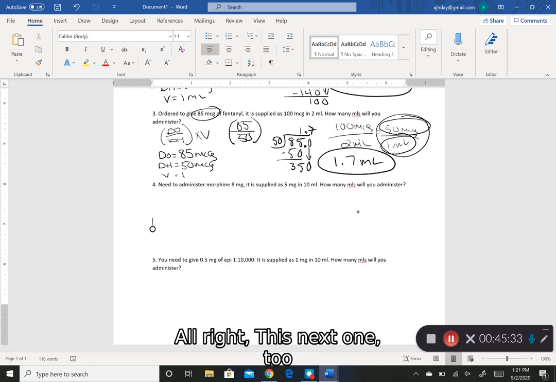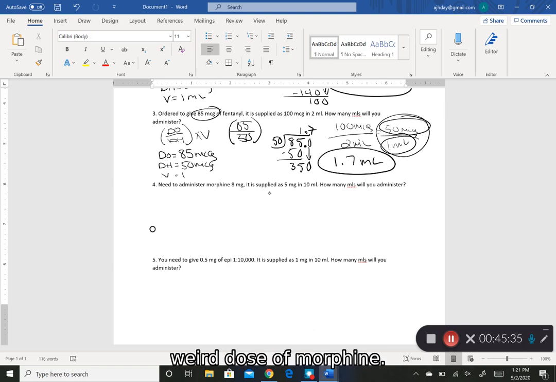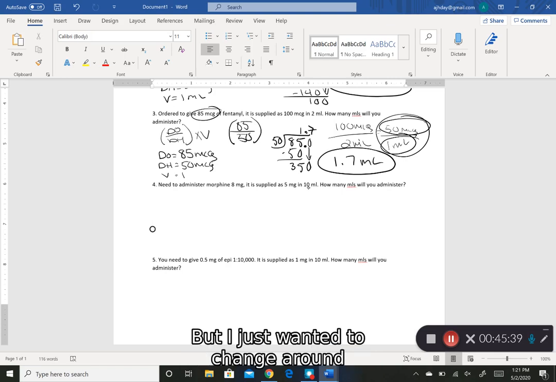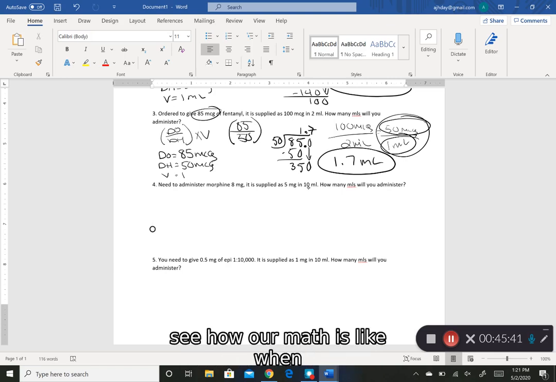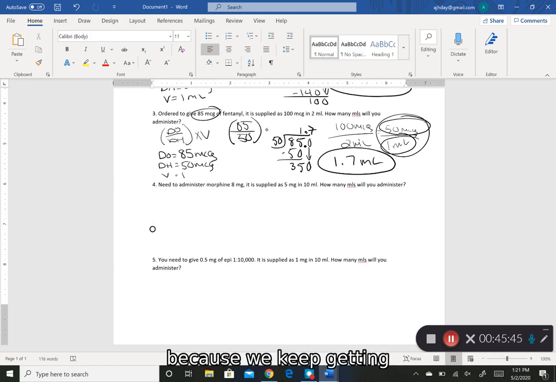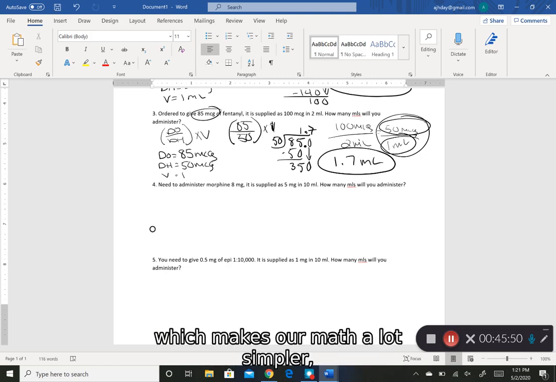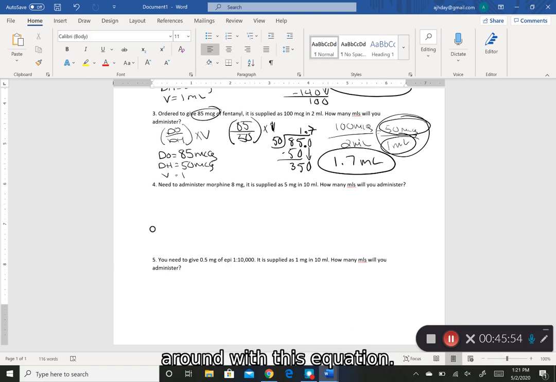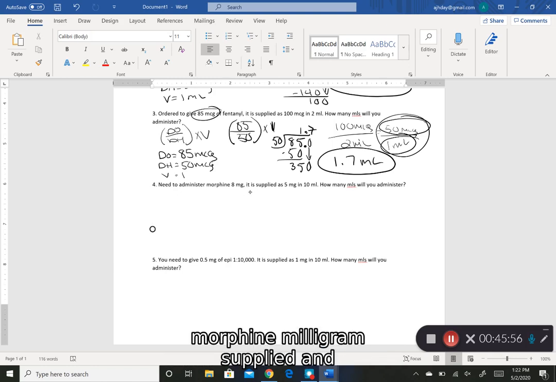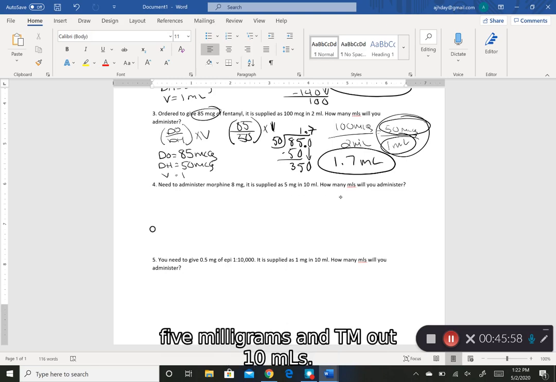All right, this next one too, it's a weird dose of morphine, so it doesn't typically come in this concentration, but I just wanted to change around the concentration so we could see what our math is like when we don't get our volume down to 1. Because we keep getting it down to 1 up here, which makes our math a lot simpler, but sometimes we can't do that. So we're going to play around with this equation. I want to give morphine 8 milligrams, supplied in 5 milligrams and 10 mLs.